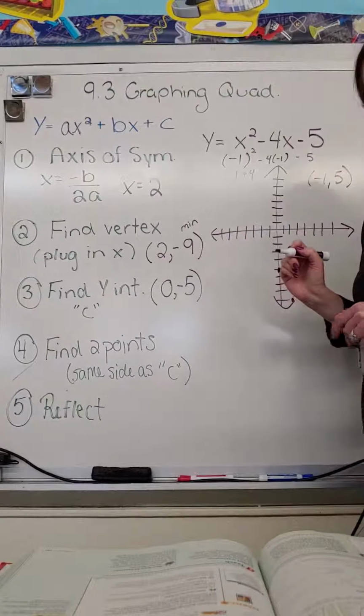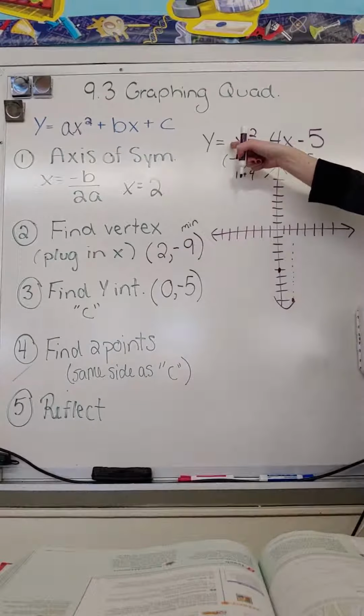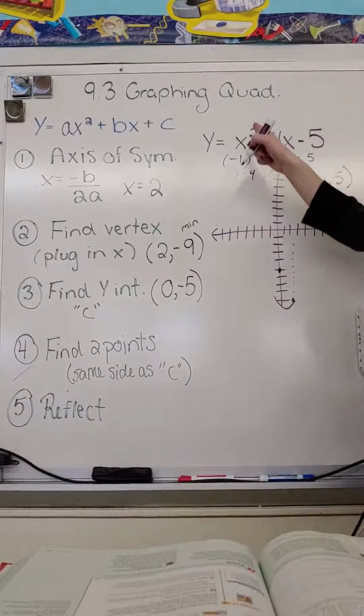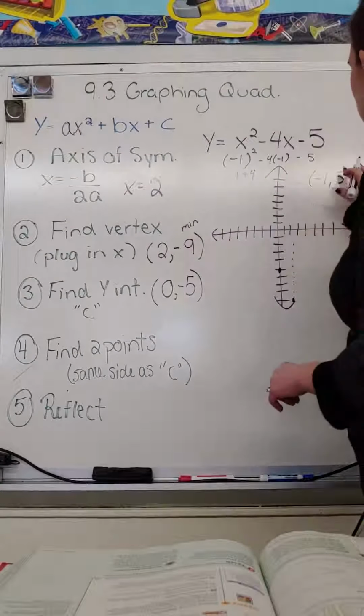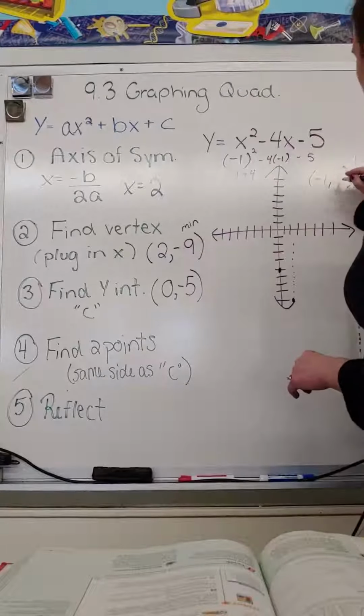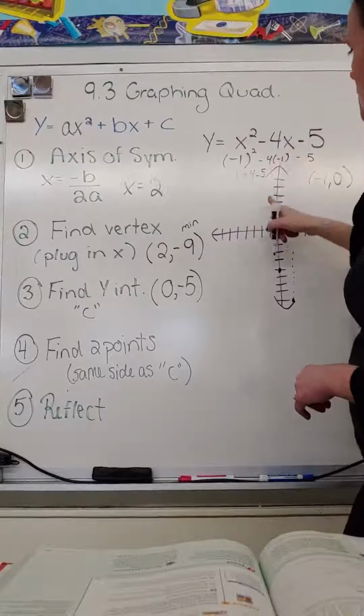I know this is kind of hard to see. I just don't have a lot of room to write. But I just plugged a negative 1 into x, and then I solved it, and I got 5. Or no, I didn't. I got 0. I'm sorry. Because it was 1 plus 4 minus 5. So 0. So the point is negative 1, 0.